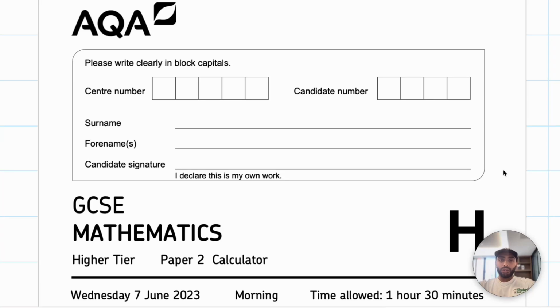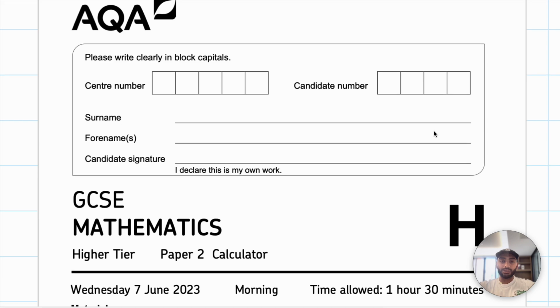Today we're going through the AQA GCSE Maths Higher Tier Calculator Paper 2 from summer 2023. I recommend you have a go at it on your own first. The question paper and the mark scheme are in the description, and then you can watch along to see how you've got on. Let's get straight into it.